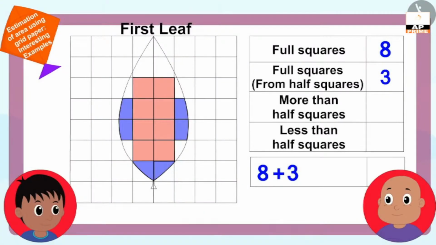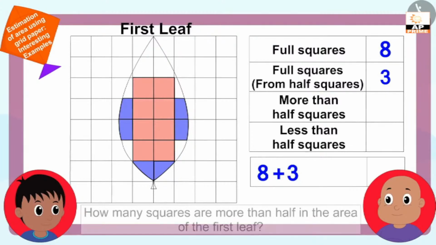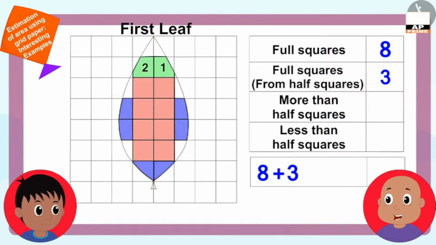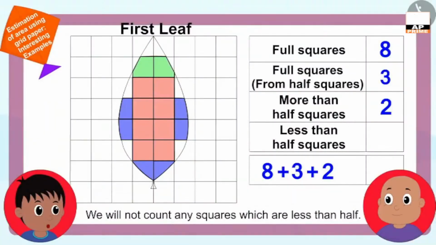And now, finally, can you tell me how many squares are more than half in the area of the first leaf? Raju asked. 2 squares. Bablu said excitedly. Absolutely right. We'll count them as full squares. Now Raju added 2 more to the number of full squares. We will not count any squares which are less than half.